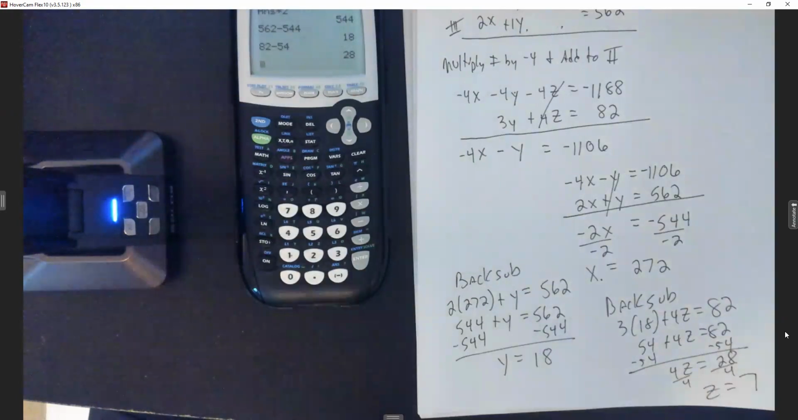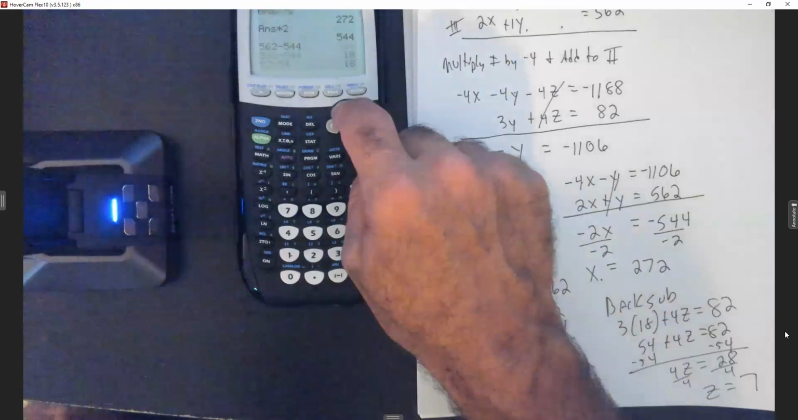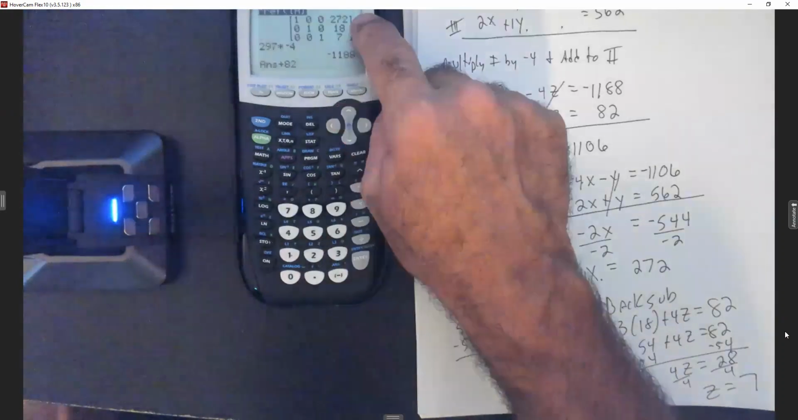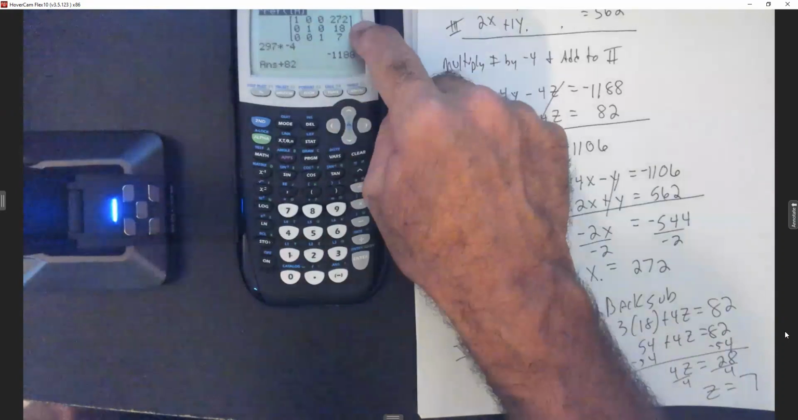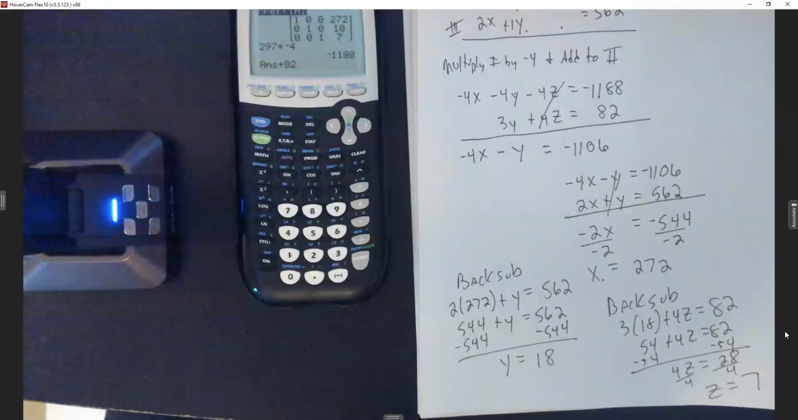So let me arrow up. I think I had that one go right. 272. Where's that at? Okay, there we go. 272, 18, and a positive 7. Same thing we got. But now watch this one on the math lab. When you put this one in, it asks them individually.